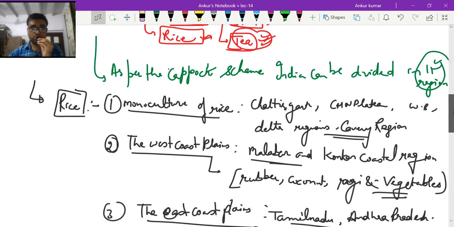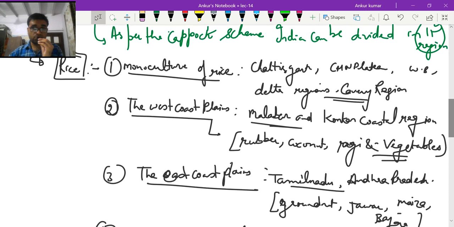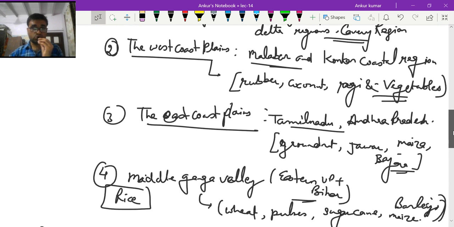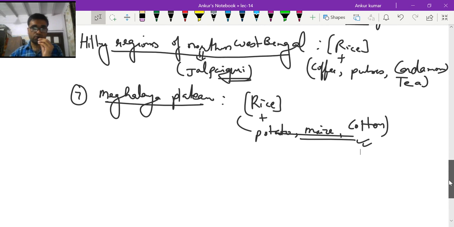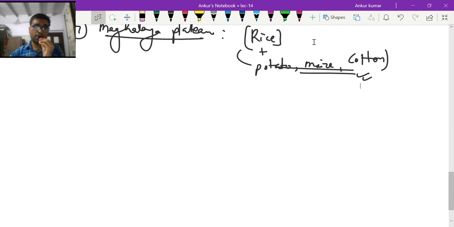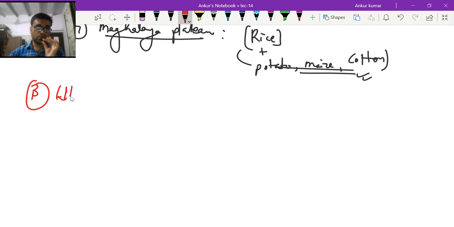So let us once more revise this. The monoculture of rice region. These regions: Chhattisgarh, Chota Nagpur, West Bengal, etc. Then West Coast Plains, East Coast Plains, Middle Ganga Valley, South Karnataka, hilly regions of northern West Bengal, and the Meghalaya Plateau, where rice is the first ranking crop. So we have done the areas where rice is the first ranking crop. Now let us move on to the next part, that is B, where wheat is the first ranking crop. Actually, we will discuss the 11 combinations. So this is the second combination.